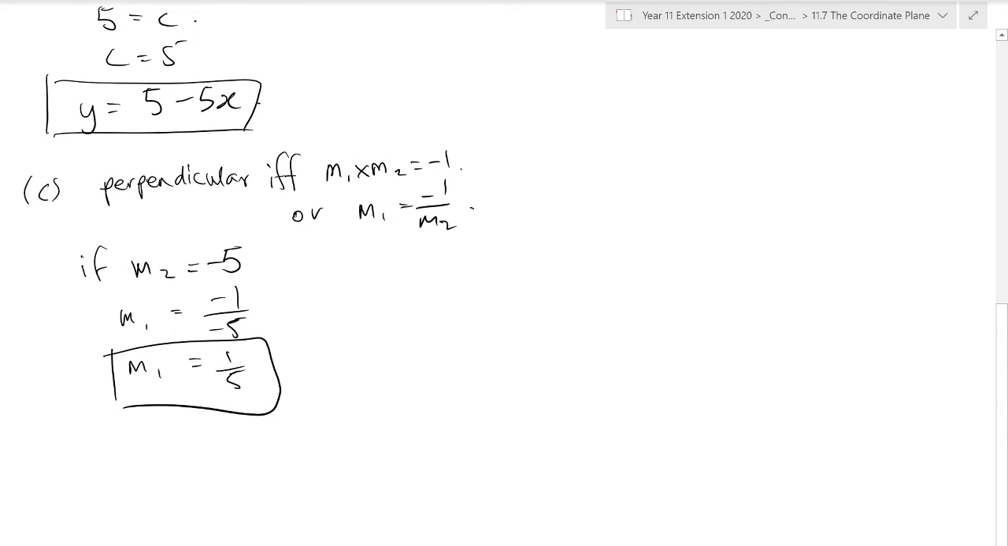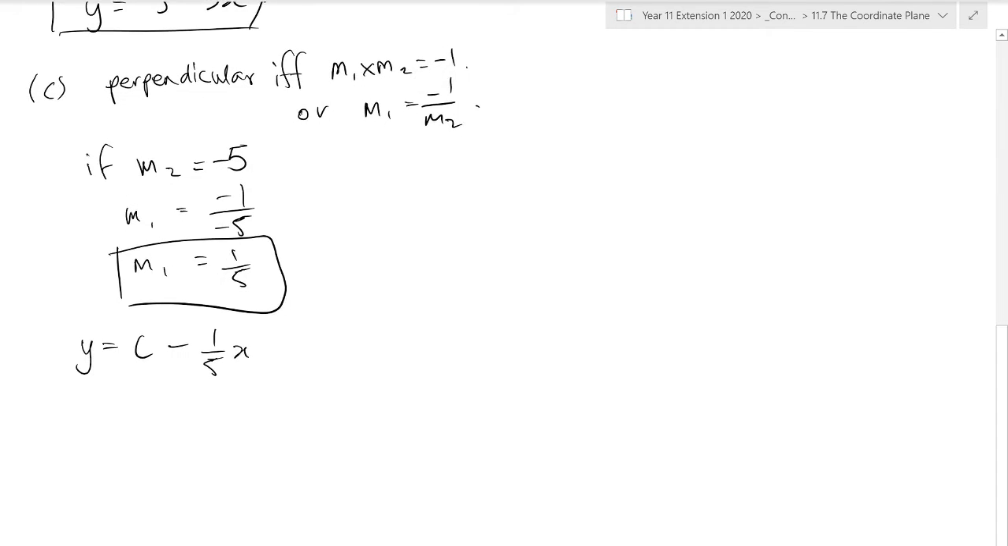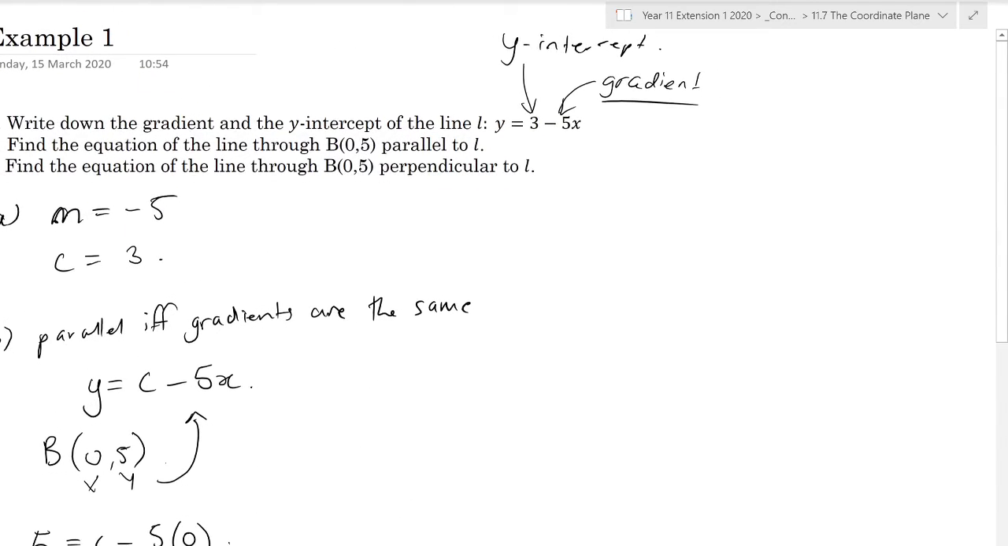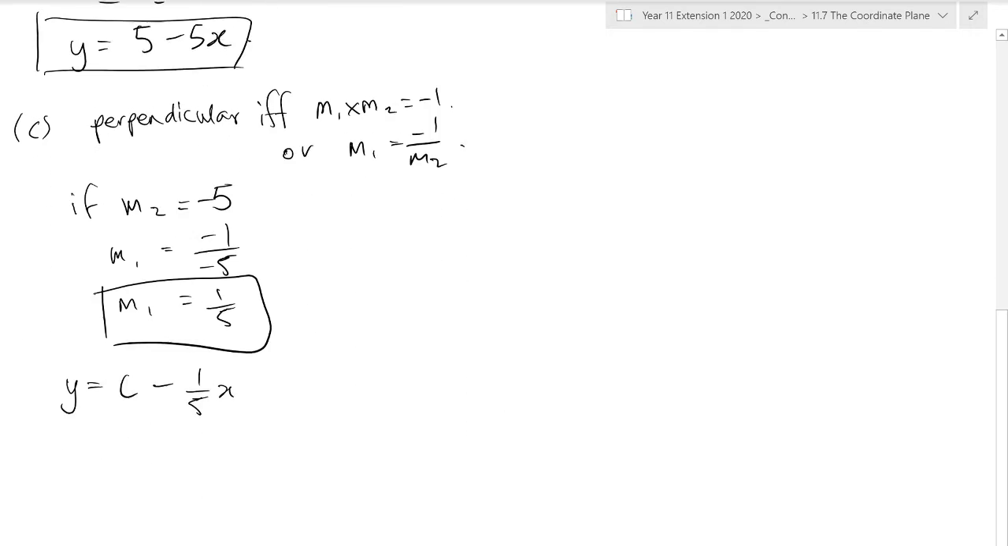So if we know that's equal to 1/5, now we can write our equation. So y is equal to, okay, we don't know what the c or the y-intercept is yet, but we do know that our gradient is 1/5, and we have an x there. Now to find the value for c, we're going to do the same thing again. So the point we're going to be using is (0, 5) again.